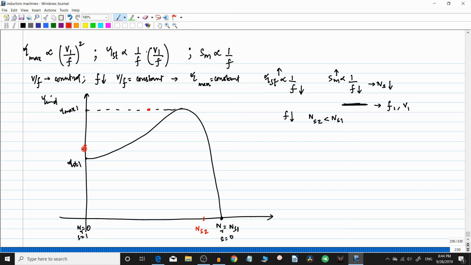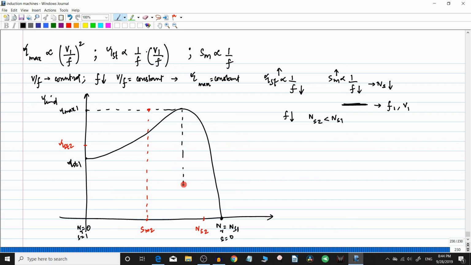So let us put that point here. This is starting torque 2. And the third thing is that the slip at maximum torque also will increase. So that point we'll call somewhere around here. This is the maximum torque, and this is slip at maximum torque. So this is SM2 and this is SM1.